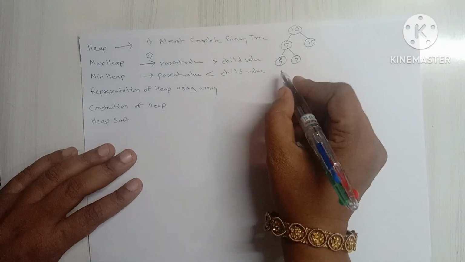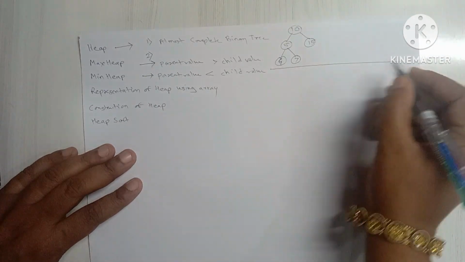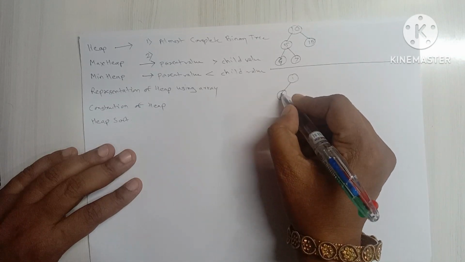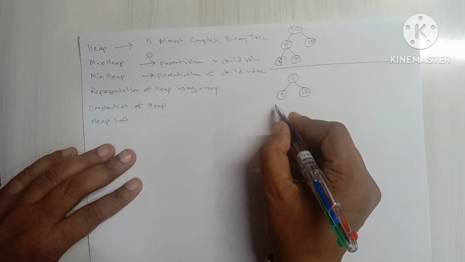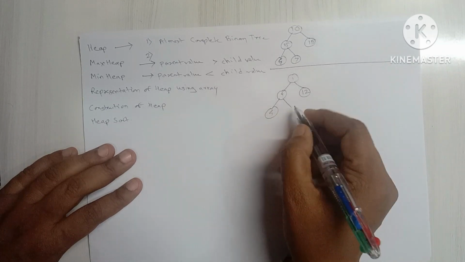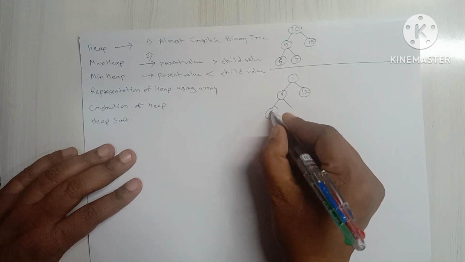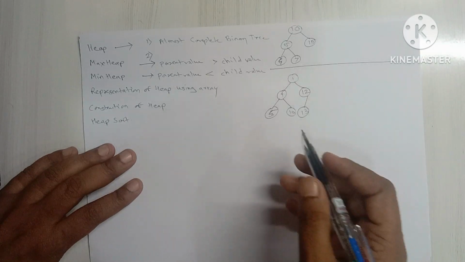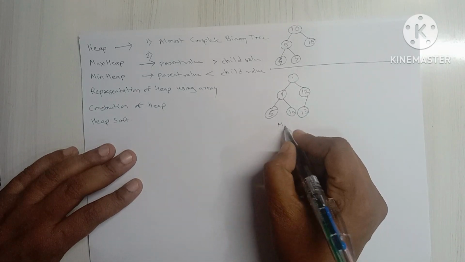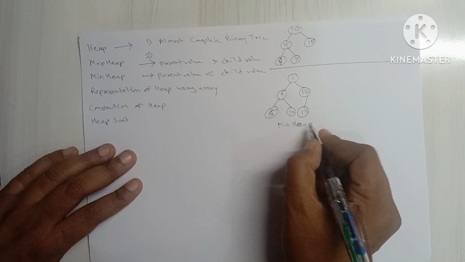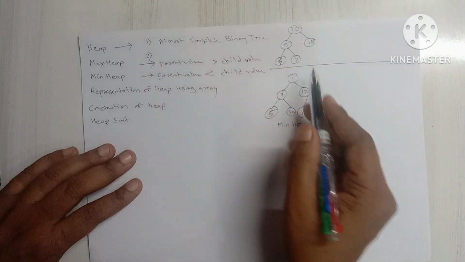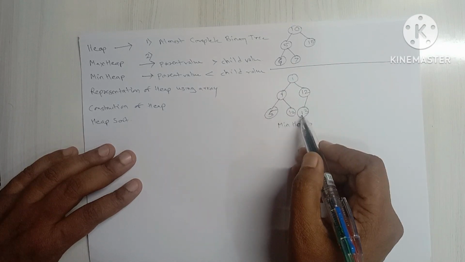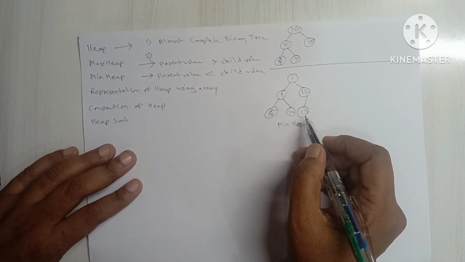So let's see one example of min heap and max heap. Now suppose here is one tree, here is 1, here is 4, 12, then suppose here is 5, 10, then here is 13. Then you can observe that this is a min heap. Why is it a min heap? We need to check first of all whether it is an almost complete binary tree or not. All levels are filled from left to right. So we can say this is an almost complete binary tree.